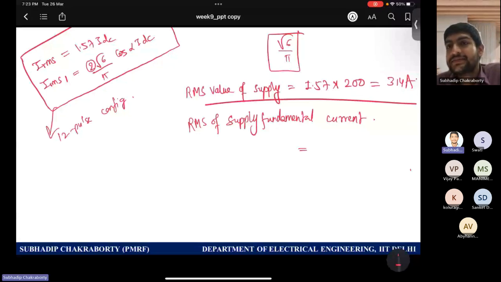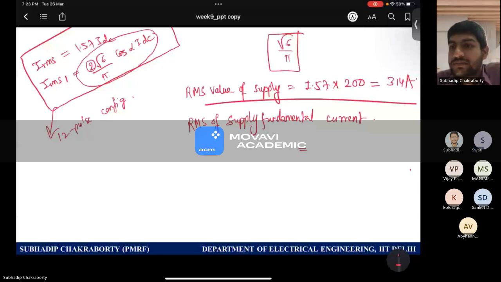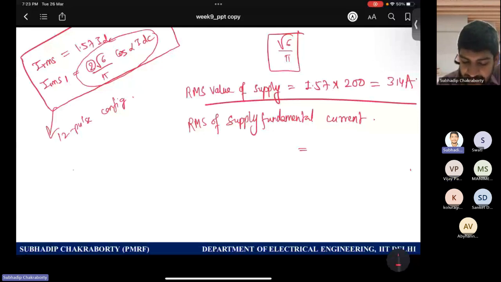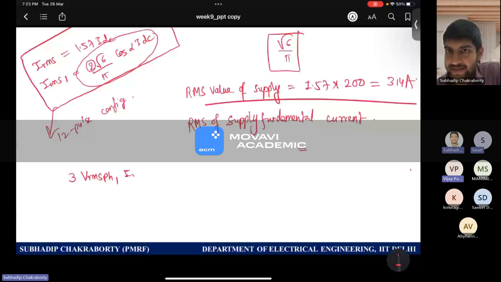While doing the power balance, am I audible? Hello. Yes, sir. One small correction is there. While you do the power balance, 3 times VRMS phase fundamental into IRMS phase fundamental, there should be one cos alpha term, because we are doing active power balance, right? The displacement power factor we should account for.